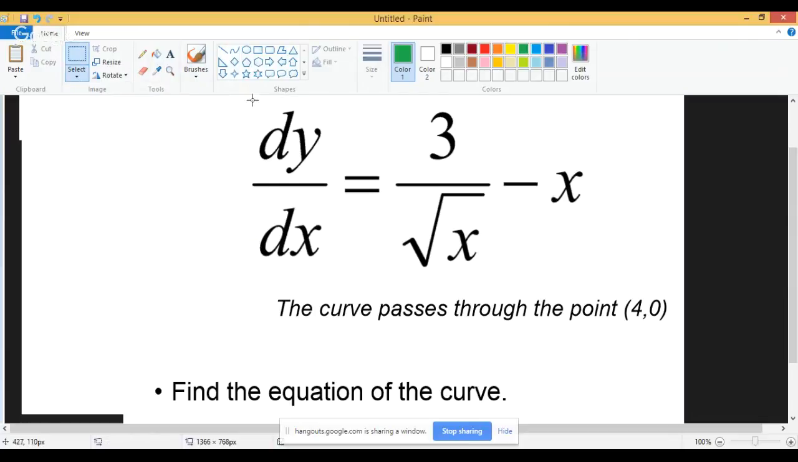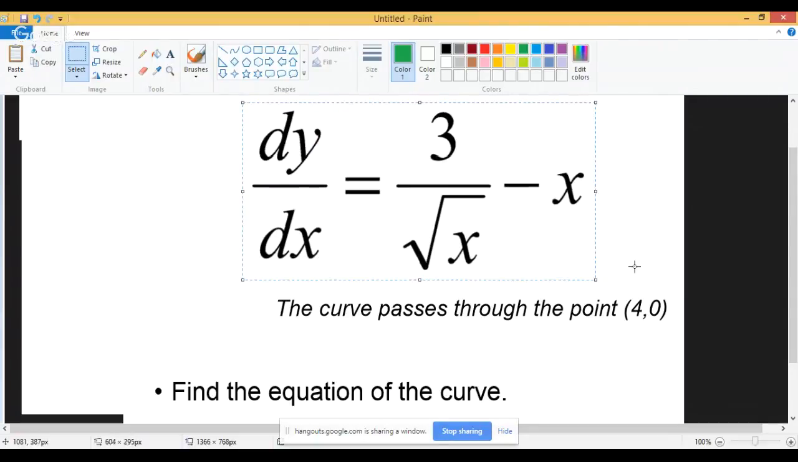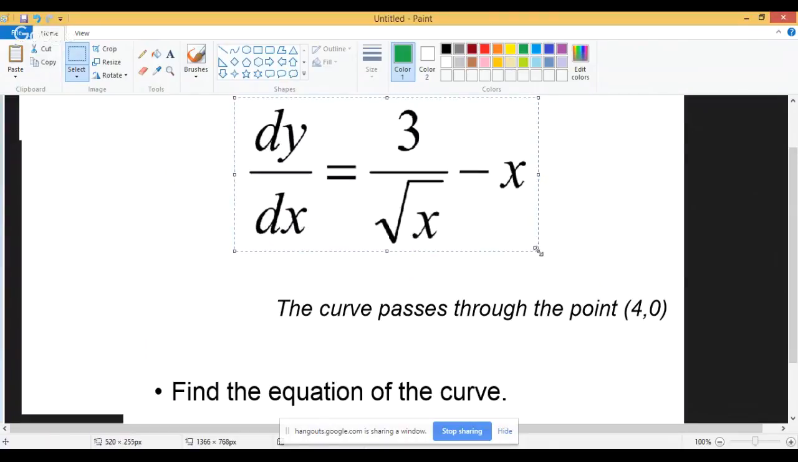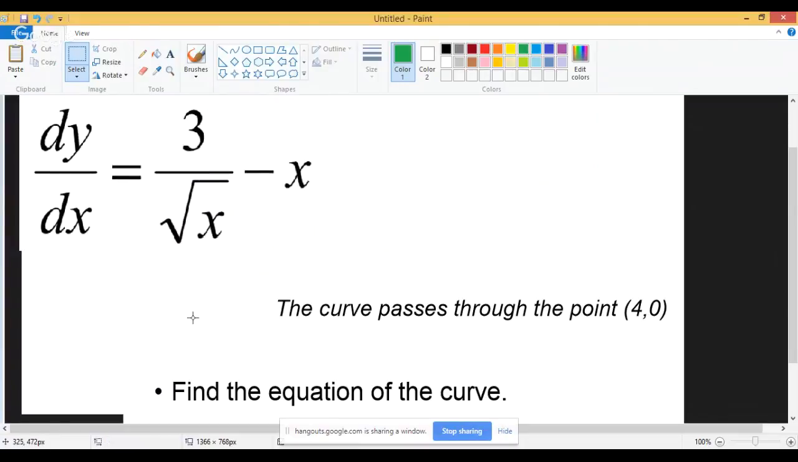And now let's take a look at what we've got. Before we can integrate, we really need to simplify this. At the moment, it's just looking a little bit too complicated to even begin integrating. So the main thing we can do is take the root x and rewrite that as x to the power half. So let's rub out the square root sign and change that to x to the power half.